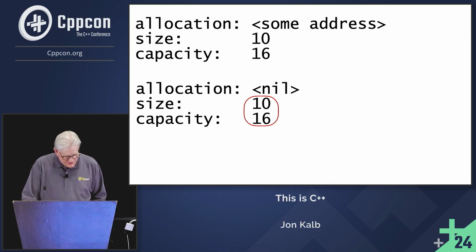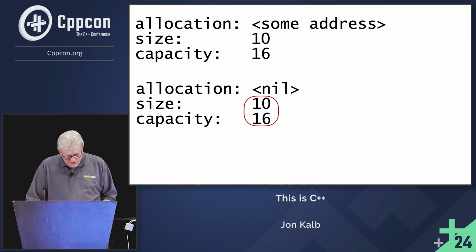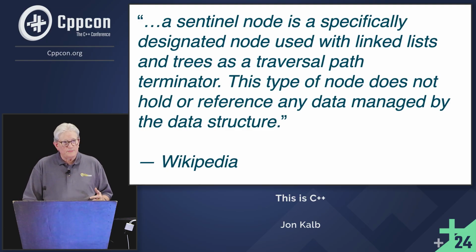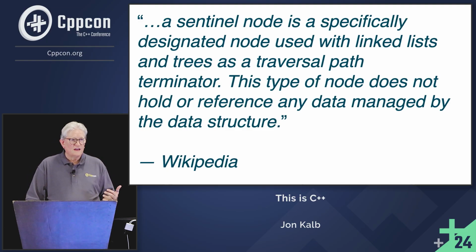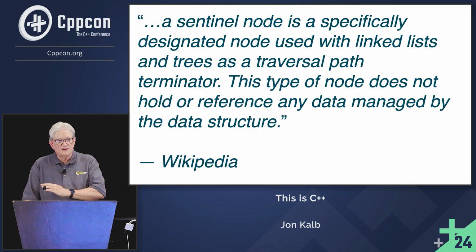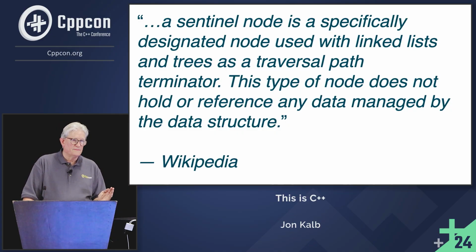Let's look at the list case. Now, it turns out, and remember, the list doesn't require that move be noexcept, except in the list constructor. The standard doesn't say it's that. The reason is that some implementations of the standard list use a sentinel. And according to Wikipedia, a sentinel node is a specifically designated node used with linked lists and trees as a traversal path terminator. This type of node does not hold or reference any data managed by the data structure. In other words, it's just a way of letting us know that we're at the end of the list.